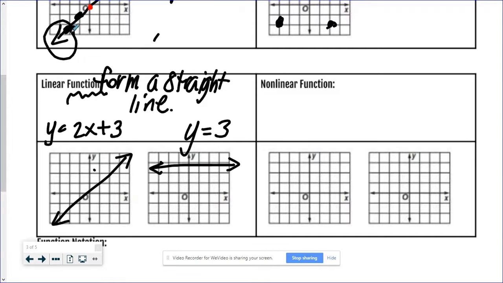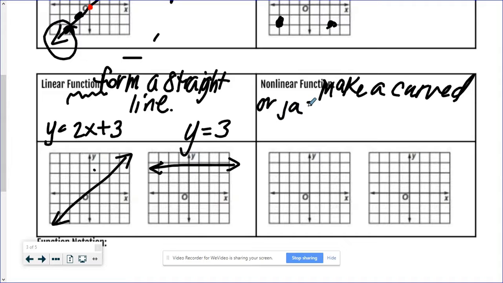So it's going to make, I lost my pen. It's going to make a curved or jagged line. Remember, we're still functions here. So an example of this could be something that looks like this. This is still a function because it passes the vertical line test. This is actually something called a parabola. So this is still a function. It's just not a linear function because it's not a straight line.